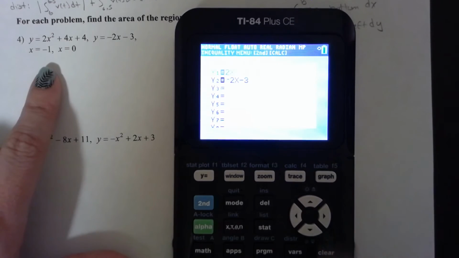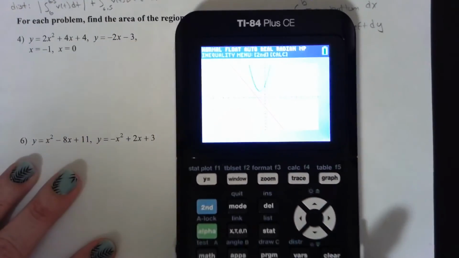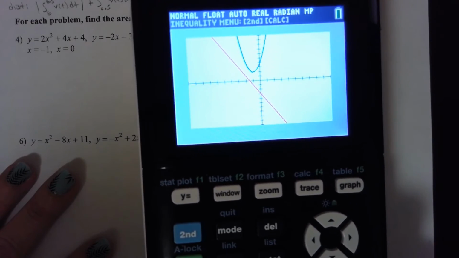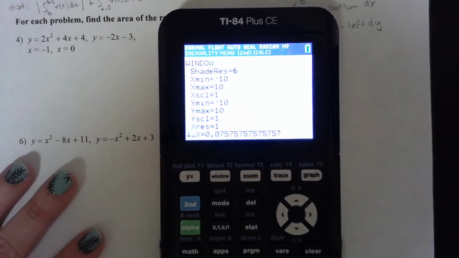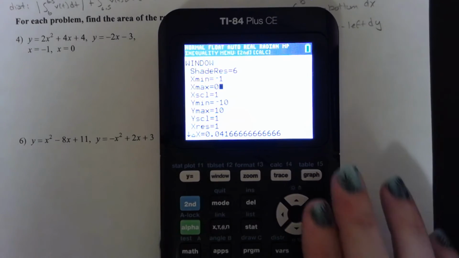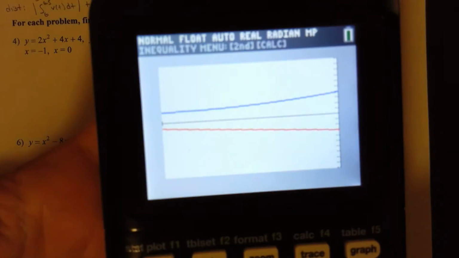So I'm going to go ahead and graph both of these, and I'm really only concerned with when the x is negative 1 to when the x is 0. So if I look at the whole thing, I see these 2 functions. Okay, so what I'm going to do is change my window, and I'm going to change my x min to negative 1, and I'm going to change my x max to 0. I want to see just the piece that I'm actually finding the area between, because that's the part that I'm really concerned with. Okay, so maybe you can see that a little bit better.